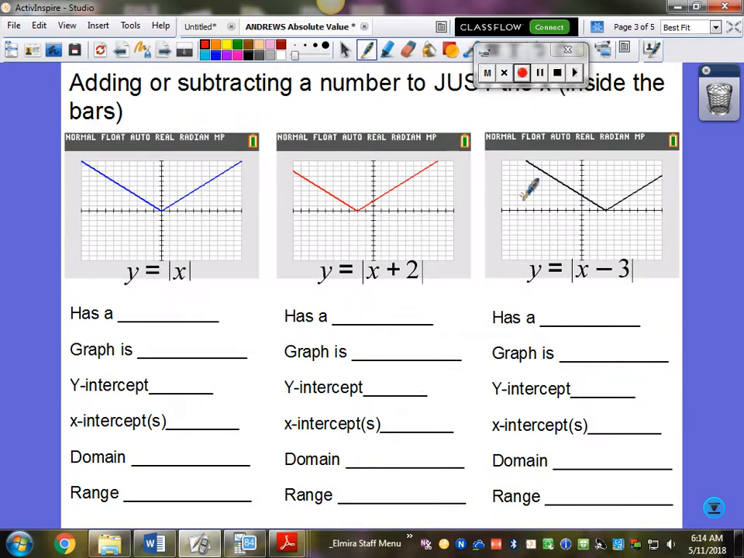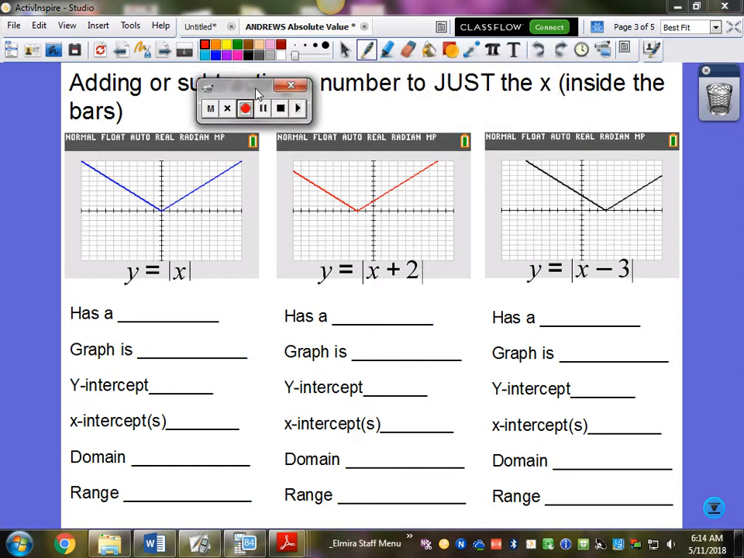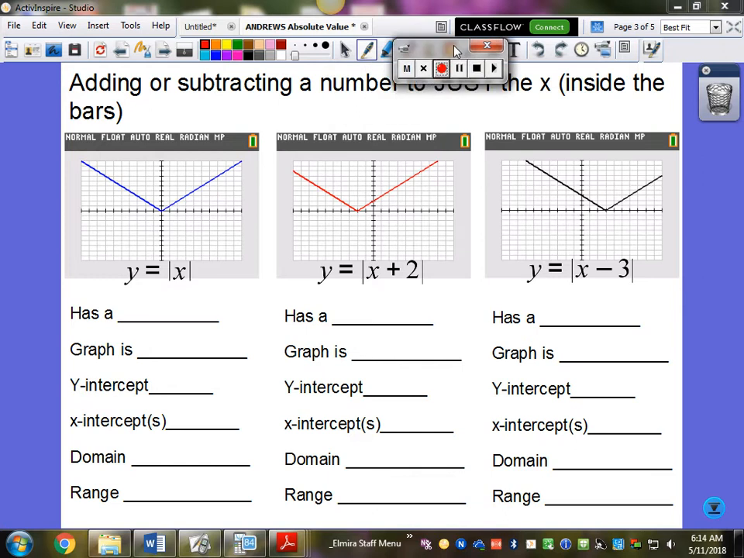All right, if I add or subtract a number inside the bars, in other words, I'm just adding or subtracting a number to just the x. Guys, if you remember doing transformations before, if you add and subtract something to the whole function, like we did on the previous page, it moves the function up or down. If you add or subtract something to just the x, it moves it side to side, okay? But in the opposite direction in which you think.